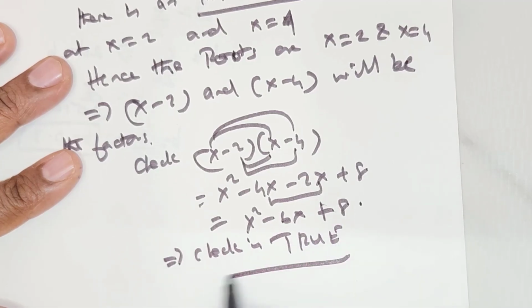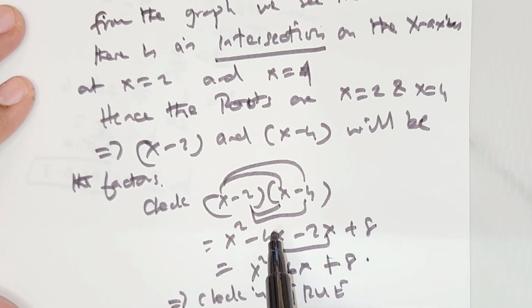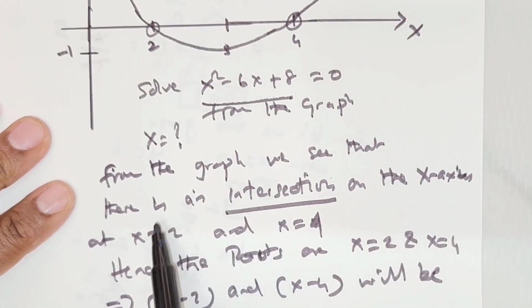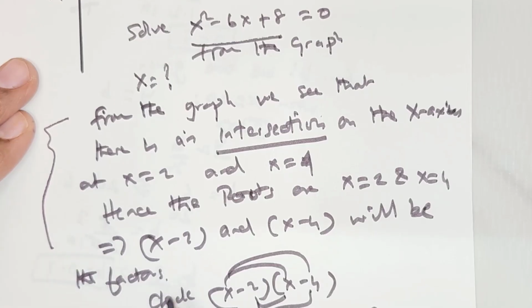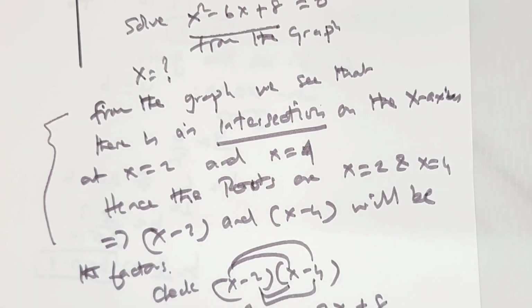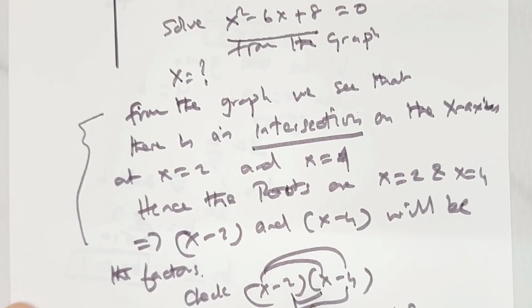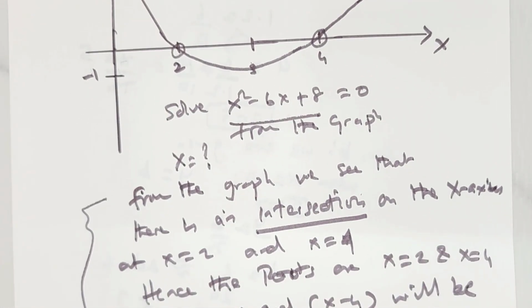Check is what? True. Now this is additional information. You don't have to write this in your exam, but you will have to write this. Now this will give a better impression of you to the examiner, because the examiner will understand that you know what you are actually doing. So this is the exact concept. Okay, fair enough. So we have got that.